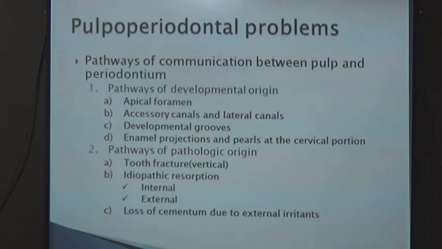Pulpoperio problem: pathways of communication between the pulp and the periodontium, pathways of developmental origin, pathways of pathological origin. They can ask you one question in this pulpoperio problem, which is more about prognosis. If it is endodontic in origin, more prognosis will be there. That is why primary endodontic lesions will show more prognosis.